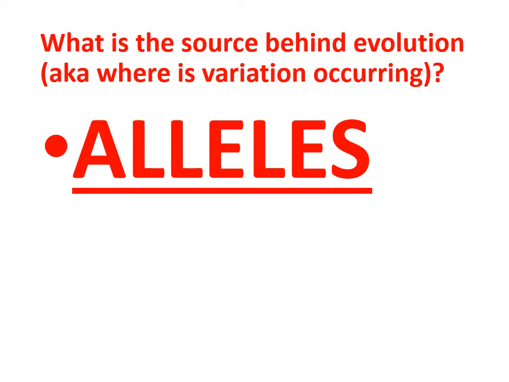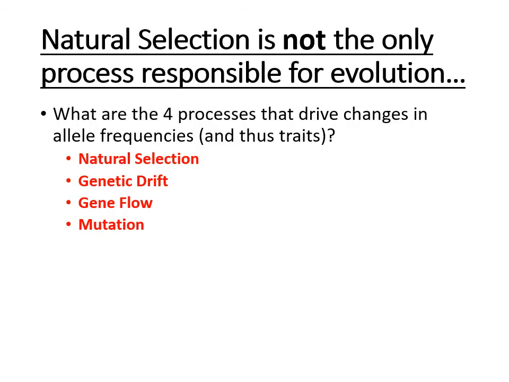Now, I keep saying that there's all this variety and all this variation in a population, but where did that come from? What is the source behind evolution? And the answer is your alleles. And again, alleles are alternate forms of genes. That's variety in genetic sequences. And that's important because that's what codes for all of your features. It's the alleles, the genes that code for whether the giraffe has a long or short neck or whether you have longer or shorter arms, okay? So keep in mind, alleles are behind evolution.